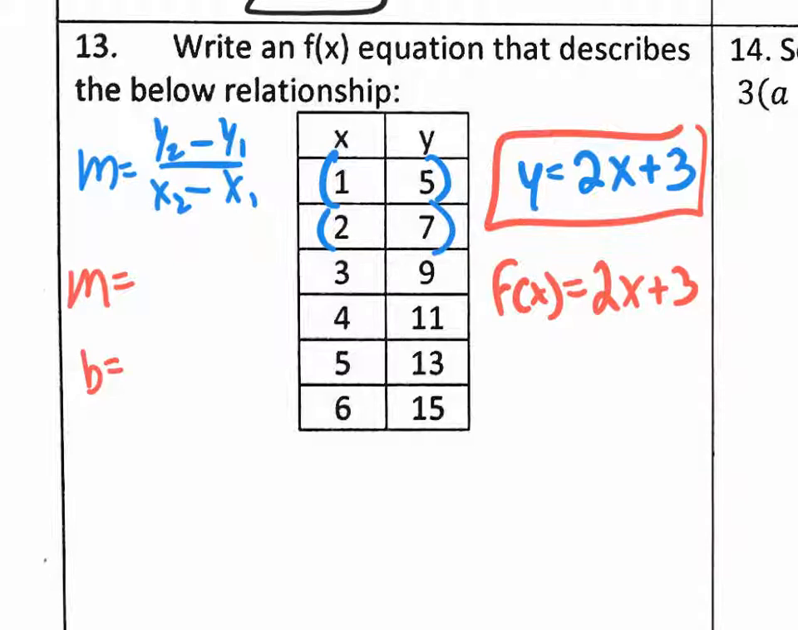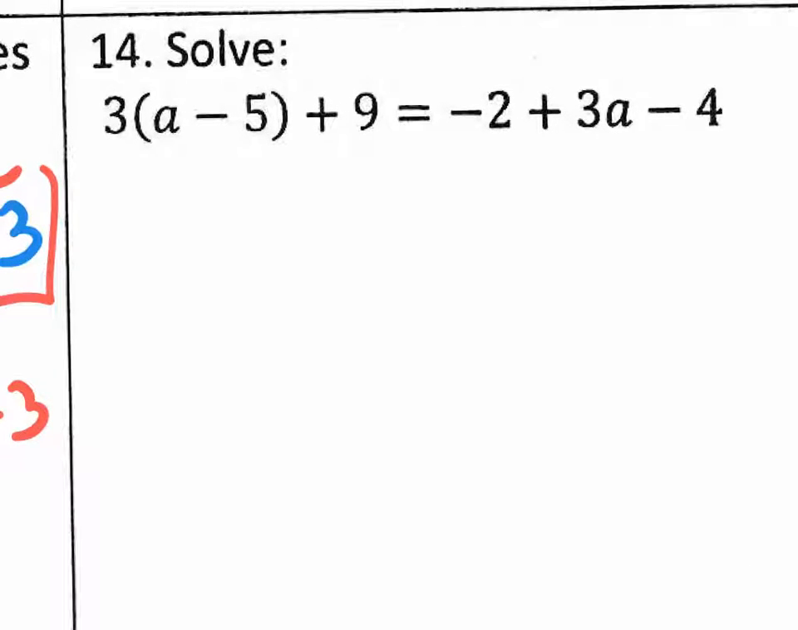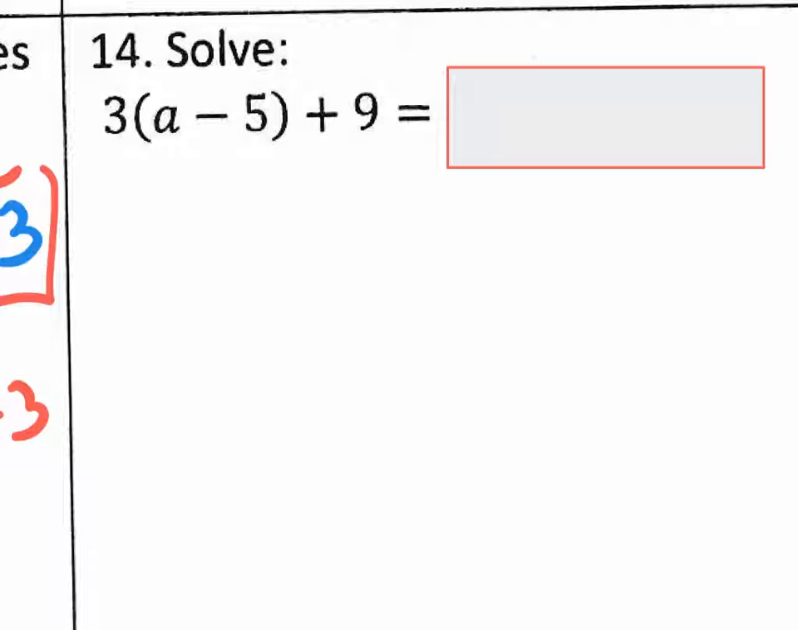Okay. Number 14, another old school problem from the beginning of the semester, solving equations. You need to simplify first, and then get the letter by itself on one side. So you either pick the left side or the right side. Don't do both at the same time. I want to do the left side first. So I'm just going to put a rectangle over that right side so I don't worry about it for now.